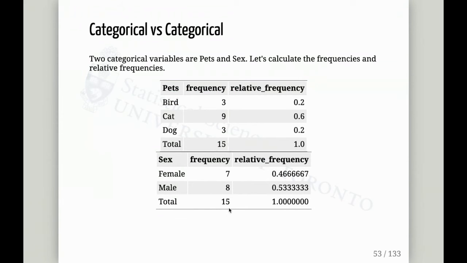Then I just take 7 and divide by 15. That gives me my relative frequency. I have 8 males, so that 8 is my frequency, and the relative frequency is 8 divided by 15.